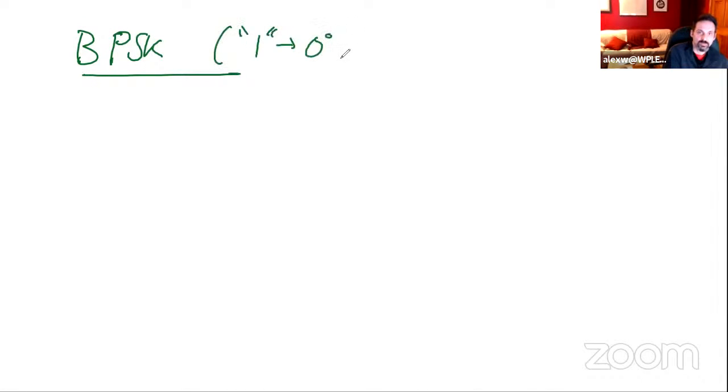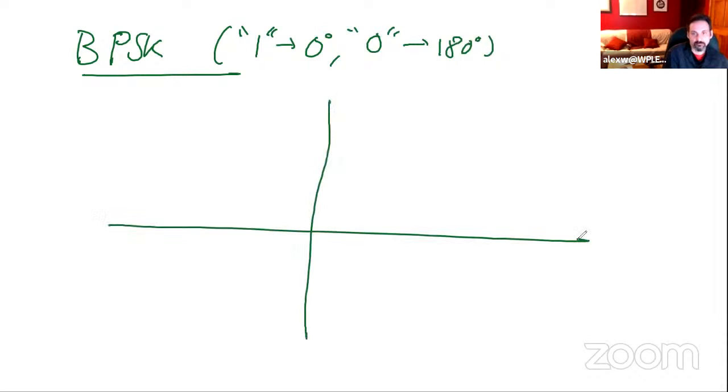So for the BPSK that we talked about, right, what we did is we had a mapping where 1 got mapped to 0 degrees, and a mapping of 0 to 180 degrees. And we said, oh, well, it looked like this, right? And that's a 1, and that's a 0.